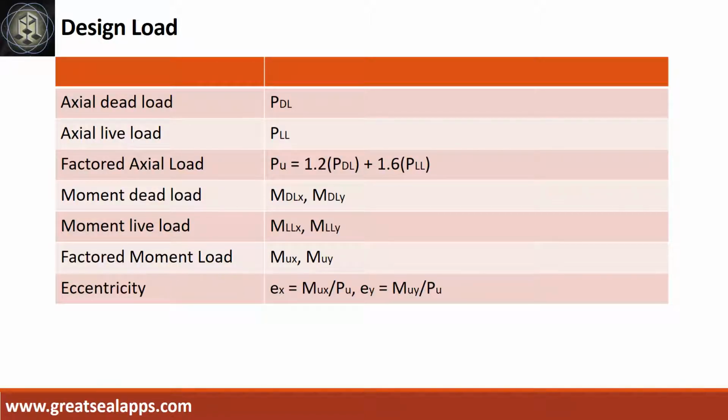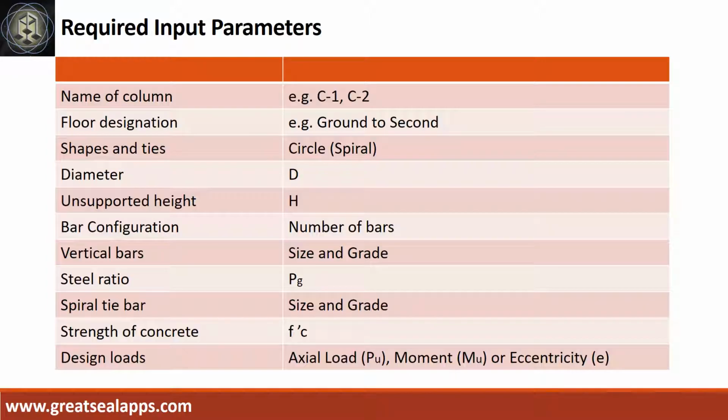Get the factored axial load from the axial dead load and axial live load. Get the factored moment from moment dead load and moment live load for axial bending load, and moments of both axes for biaxial bending load. Then solve its corresponding eccentricities.